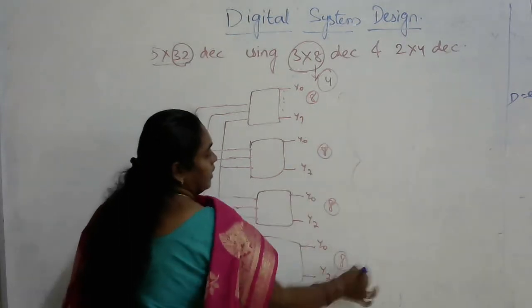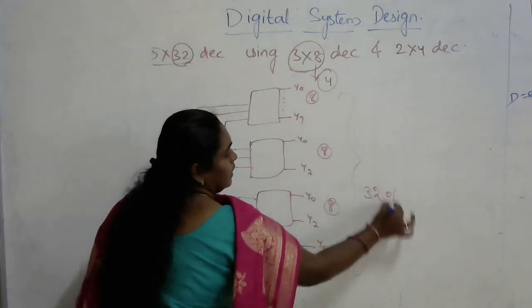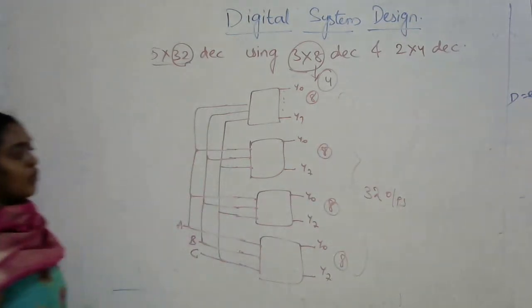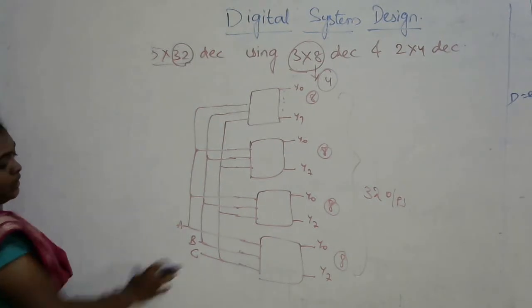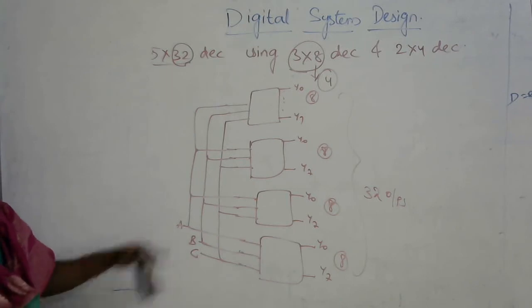So in total, how many outputs did we get? 32 outputs. But the leftover thing is, how many inputs do we need? 5 inputs. But till now we got only 3 inputs.